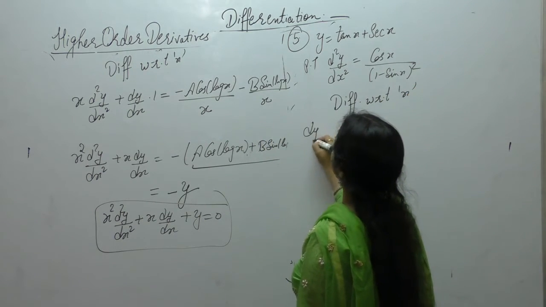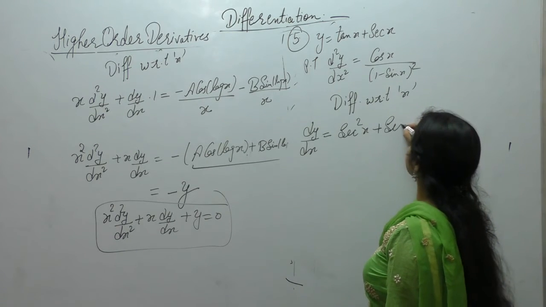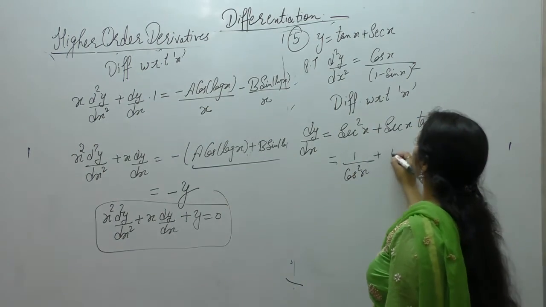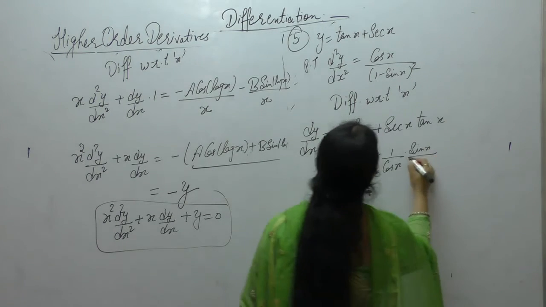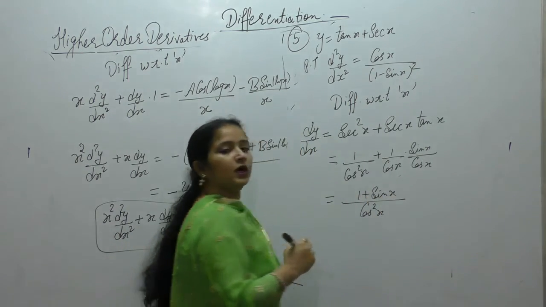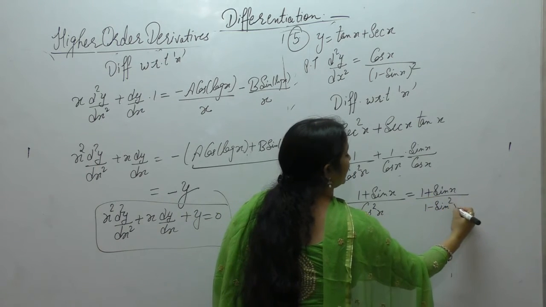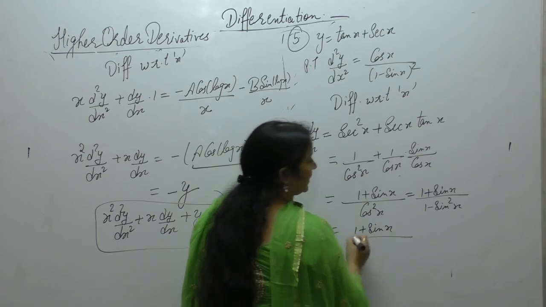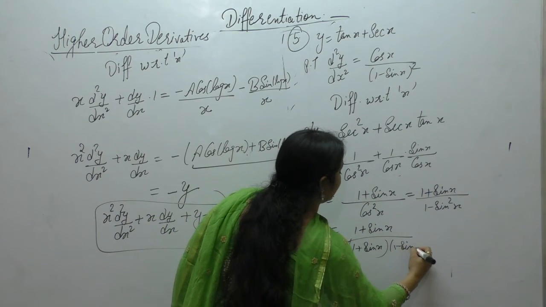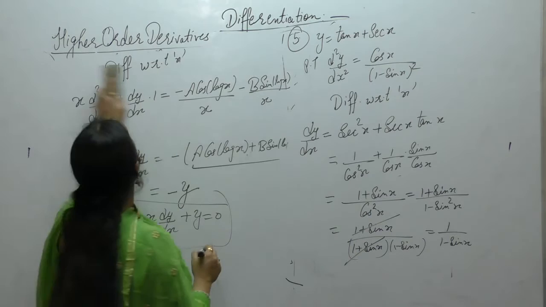What we get? Derivative of y. Derivative of tan x is sec square x, and derivative of sec of x is sec x tan x. Clear? We can write sec square as 1 upon cos square, tan as sin upon cos. Here also cos square x. Take the LCM, 1 plus sin x. Instead of cos square x, we use the identity here, 1 minus sin square x. We can write it as a square minus b square, (a plus b) into (a minus b). 1 plus sin x will get cancelled. So we are left with 1 upon 1 minus sin x.